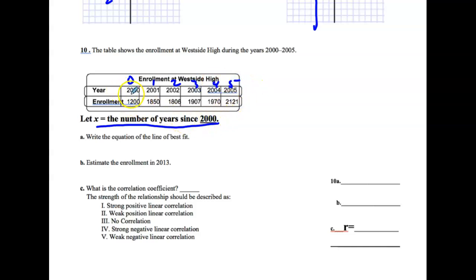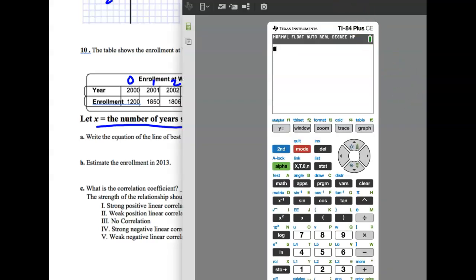If this would have started at, say, 2008 and then 2009, 2010, and it said years since 2000, you've got to do 8, 9, 10, 11. Make sure you're doing that, okay? So we're going to write an equation of line of best fit. We're going to go to our calculator and plug those numbers in.